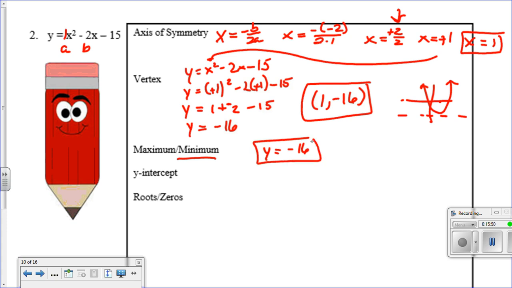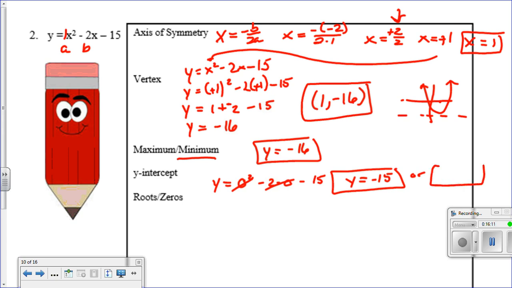Your y-intercept, put 0 in for x. That's 0, so your y value is negative 15. I will take 2 answers for this. You could say it as this, or I'm actually fine if you give the ordered pair, which would be 0 comma negative 15.